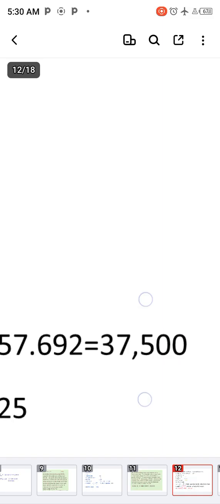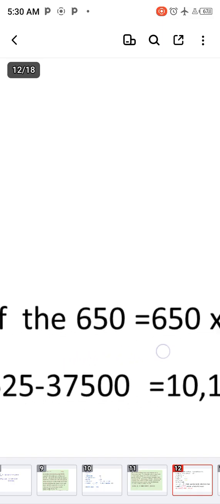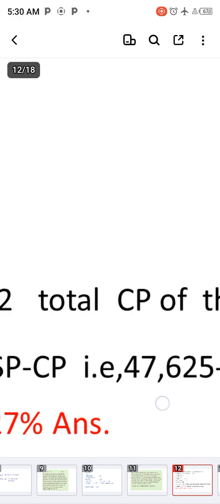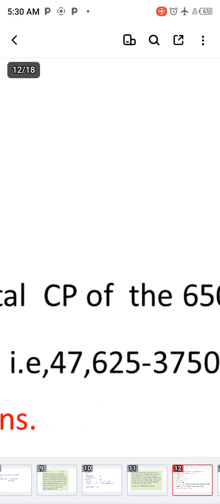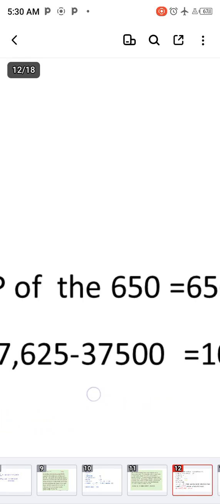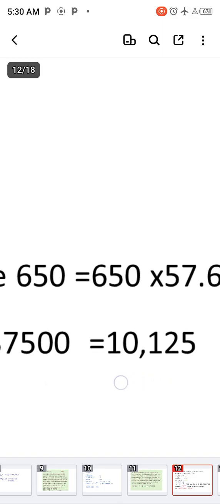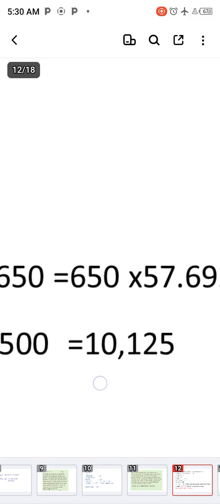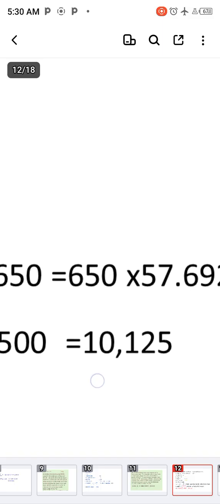selling price minus cost price, and this is the same thing as 47,625 minus 37,500. Now we arrive at the profit, which is what? 10,125. Now, do not forget that 300 copies of the books were sold at a discount.